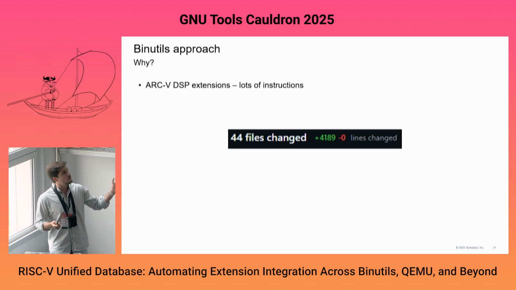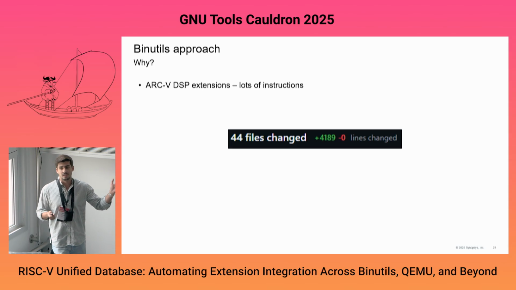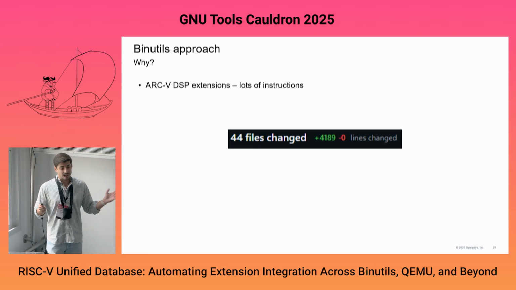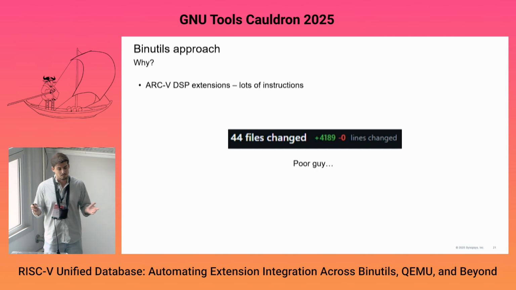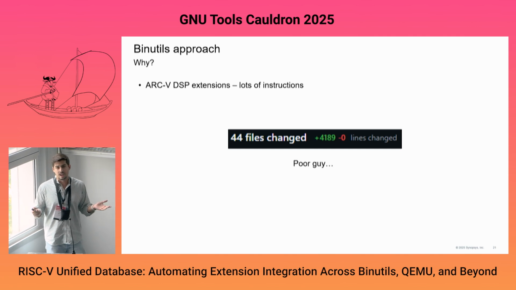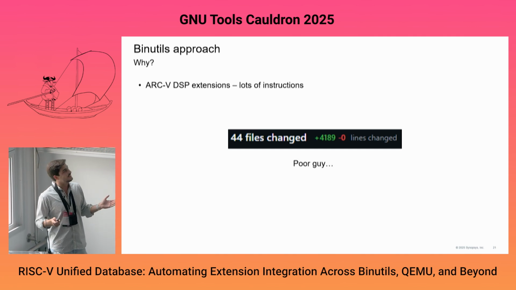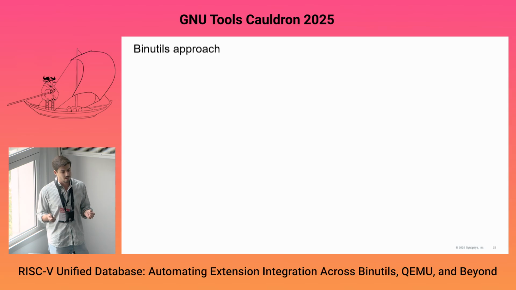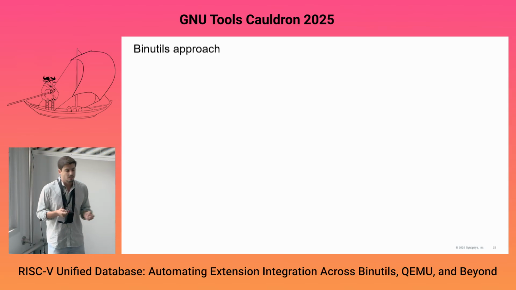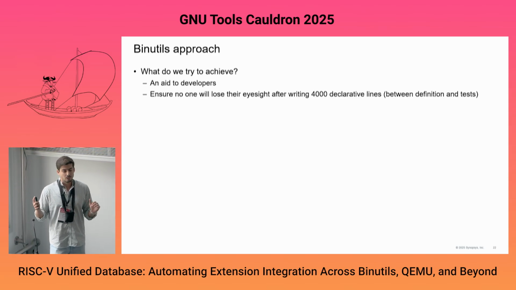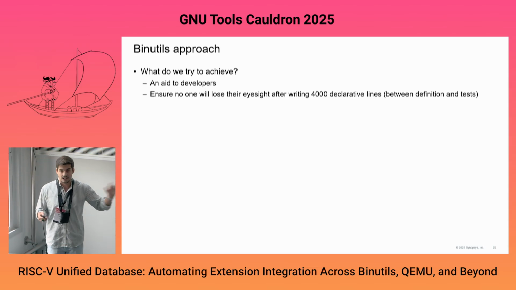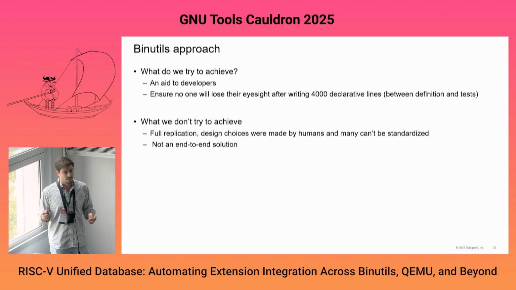This is 4,200 lines of declarative code that I found in a single commit that someone had to do to describe the DSP extensions. And I believe that all you guys agree with me here that it is, poor guy, right? We don't really want to do this. And so I thought, well, I think I have a better way that I can help people do this. So I started. And as a goal for my approach, what I wanted to do was mostly an aid to developers and, well, to ensure that no one will lose their eyesight after writing those 4,000 lines.